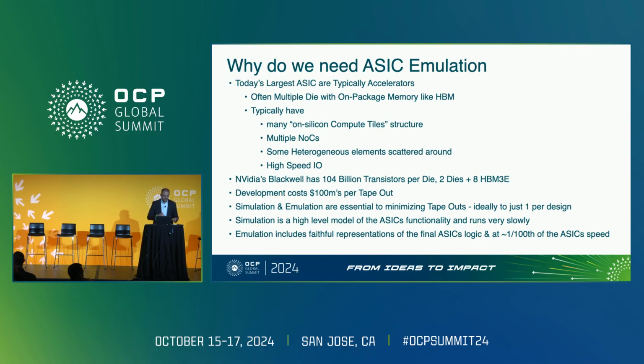But simulation and emulation is often used. Simulation is a higher level modeling in software, whereas the emulation is actually more of a faithful representation of the final ASIC's logic, and typically it will run around about 100th the speed of the final ASIC. But it's a considerable acceleration over software implementations.